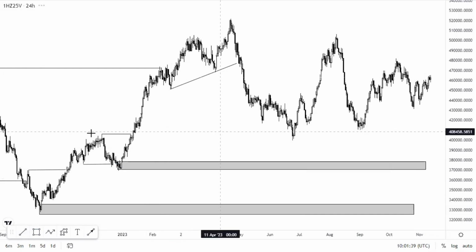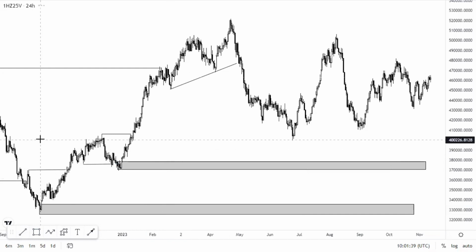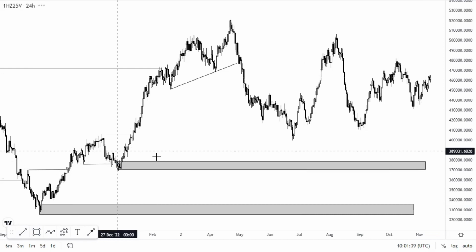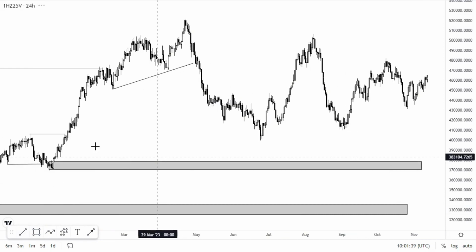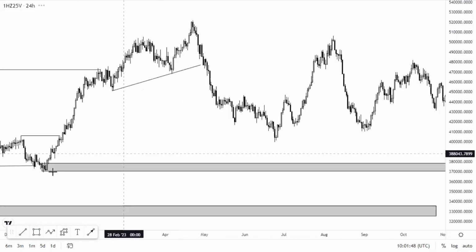So market might choose any area, and you don't want to just miss out on the market. So where is the next thing you're going to be marking out? I've marked out my primary point of interest, and the reason I marked out that area is because we had a break of structure to the upside here.